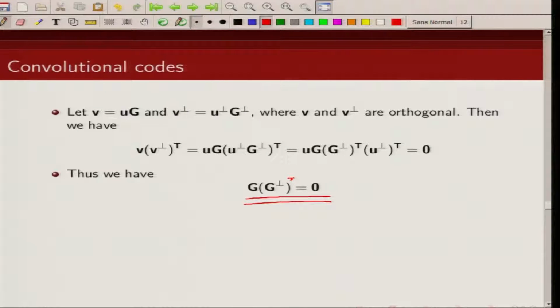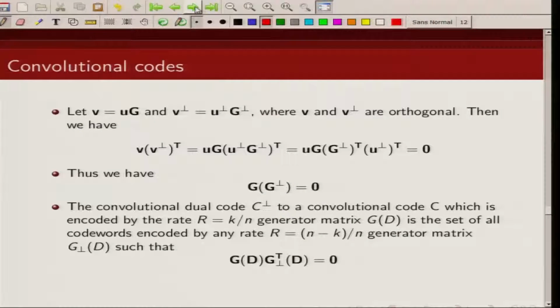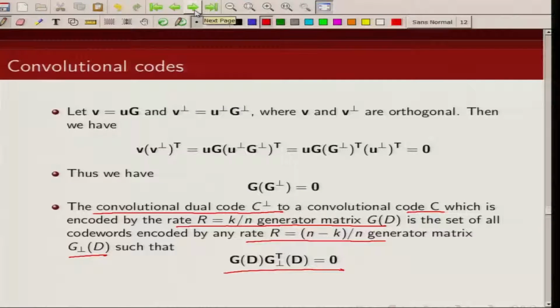So, the dual of a convolutional code C, which is encoded by a rate k by n generator matrix G(D), is the set of all code words encoded by a rate n minus k by n code with generator matrix G dual(D), such that G(D) and the generator matrix of the dual transpose should be 0. So, the dual of the code is defined by this. Next.